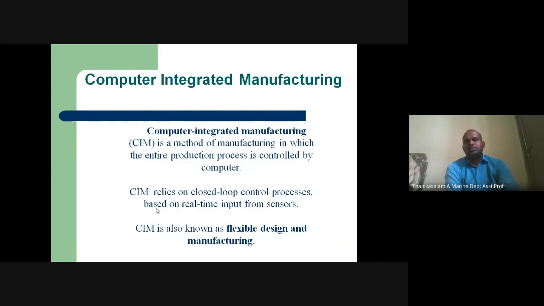So here I want to stop. We have discussed only definitions: what is CIM, and how CIM plays a role in industry. If you implement CIM in industry, it requires a lot of capital investment, because the total factory is automated. If you automate, we need a lot of investment in machines, and we need skilled people and a lot of monitoring systems.